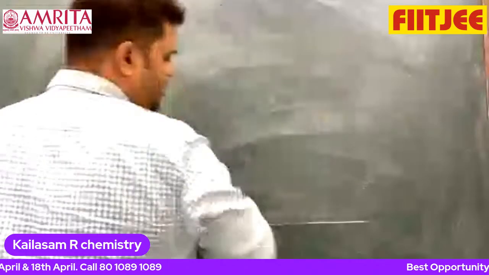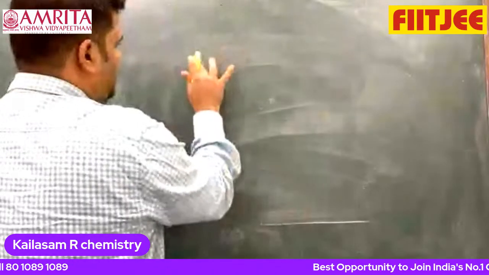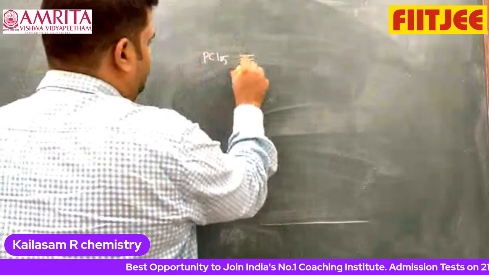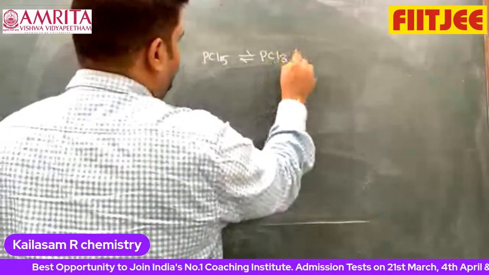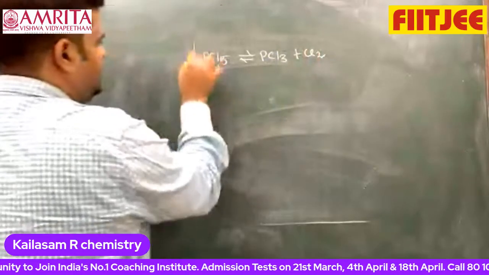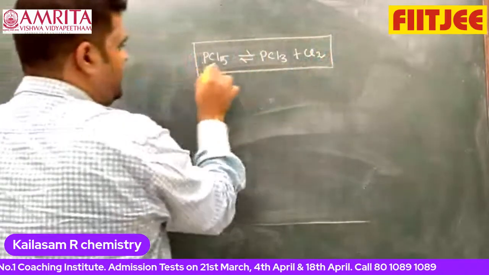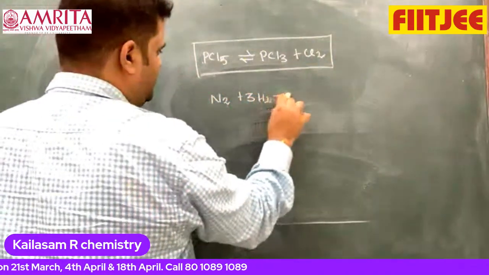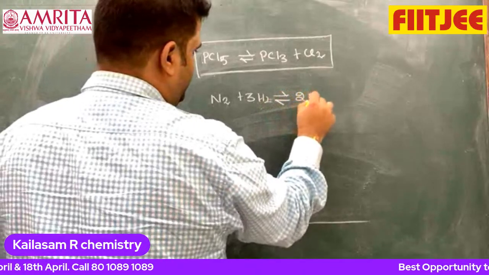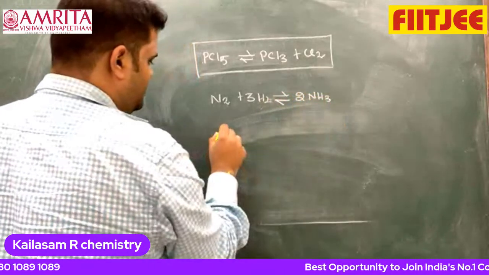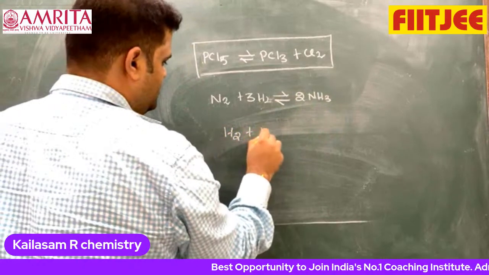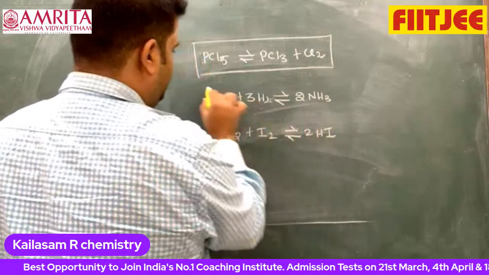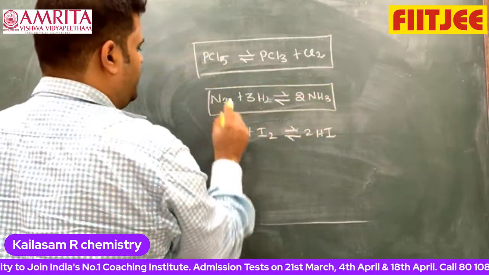Look at this. Let me take one important thing. I am taking the PCl5 equilibrium: PCl5 equilibrium PCl3 plus Cl2. This is one. All are gases. Then I am taking N2 plus 3H2 equilibrium 2NH3. Last is H2 plus I2 equilibrium 2HI. So there are three cases I am taking in the case of pressure.